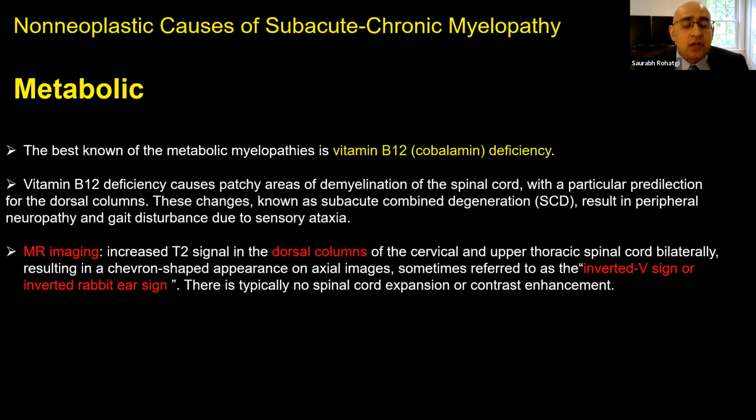Among the non-neoplastic causes of subacute or chronic myelopathy, metabolic is the most common, and the best known is B12 deficiency. B12 deficiency causes patchy areas of demyelination within the spinal cord, with a particular predilection for the dorsal column. On MR, you will see increased T2 signal within the dorsal columns of the cervical and upper thoracic spine, described as a chevron-shaped appearance on the axial images, referred to as the inverted V or inverted rabbit ear sign.